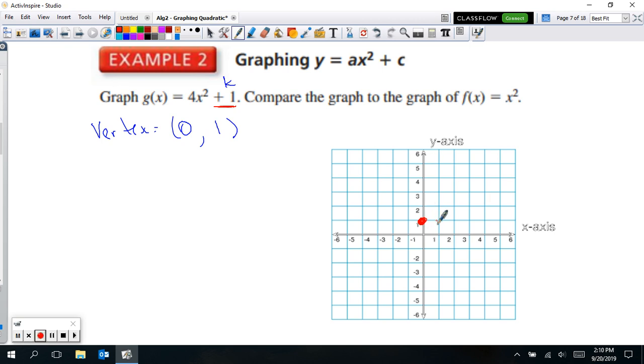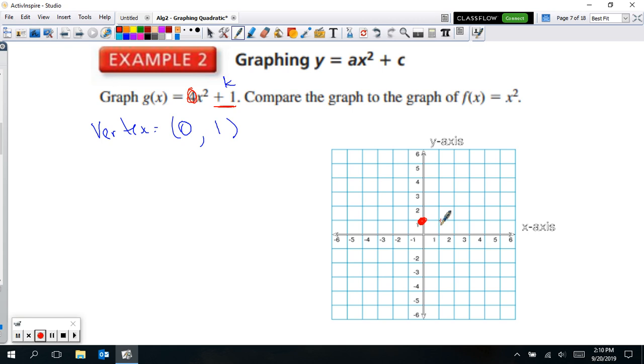Run 1, but then how much do we rise? Well, that's where we have to square the 1, which is still 1. 1 squared is 1. And then we have to multiply by the number here, 4. So what is 1 times 4? That's still going to be 4. So it's going to rise 4.